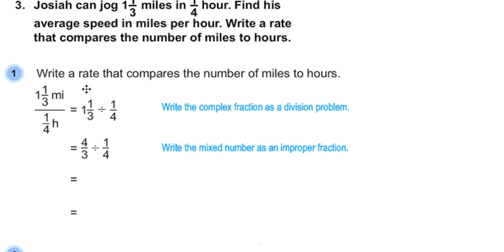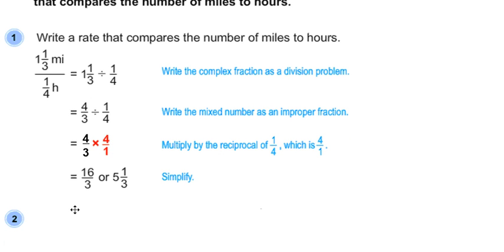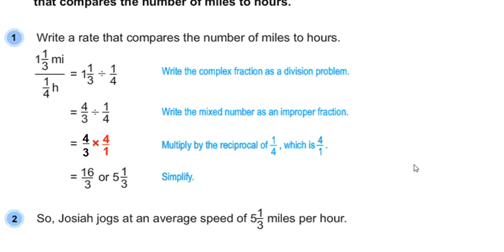So I'm going to write my mixed numbers as improper fractions so I can multiply and divide. So 1 1/3 is 4/3 and everything else stays the same. Then I can multiply by the reciprocal if they're both fractions. So 4/3 times the reciprocal of 1/4 is 4 over 1. Now I can simplify, so that's 16 over 3 or 5 1/3. So Josiah jogs at an average rate of 5 1/3 miles per hour.